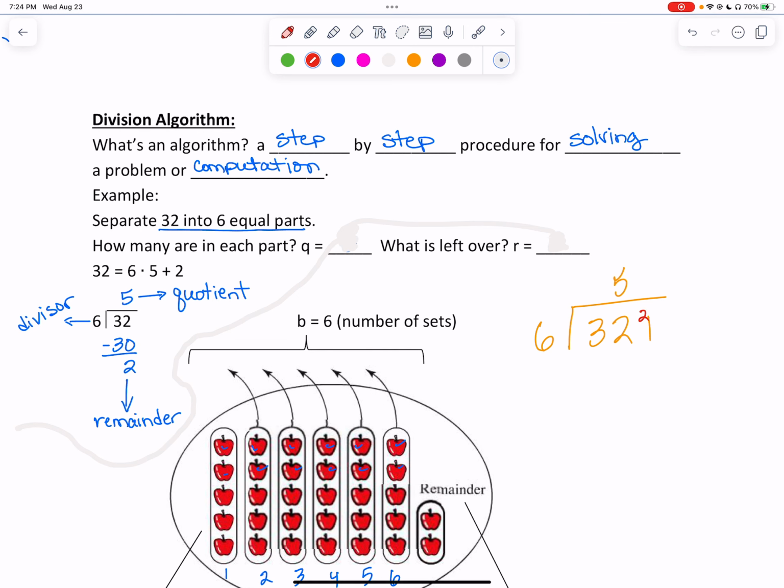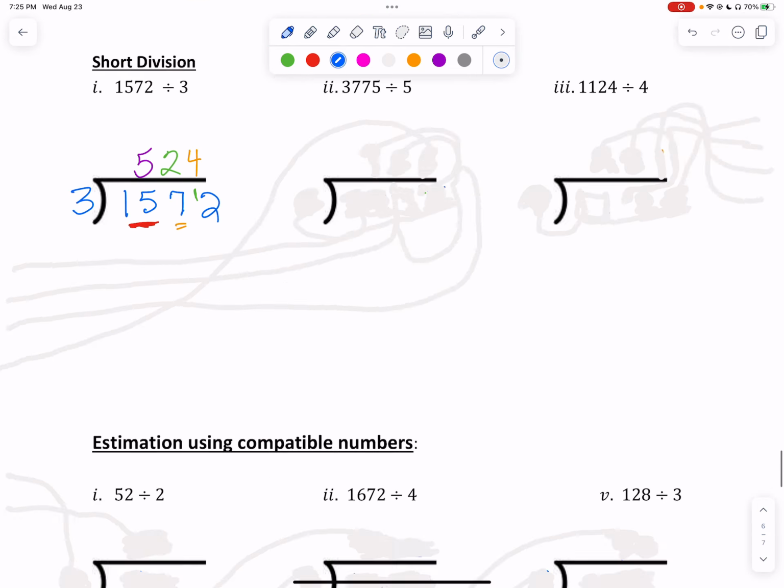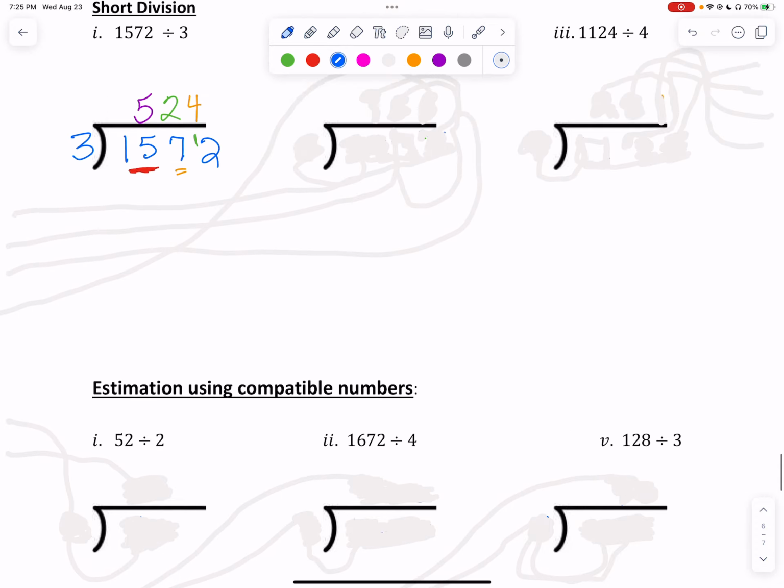So if I put my 2 there, I'd say 6 goes into 21 how many times? Let's see, I think it's 3, right? 3 would give me 18. 18, 19, 20, 21. So I have a remainder of 3. Okay, let's go down here and work some more, because that one's a little bit odd. Okay, so here we go.